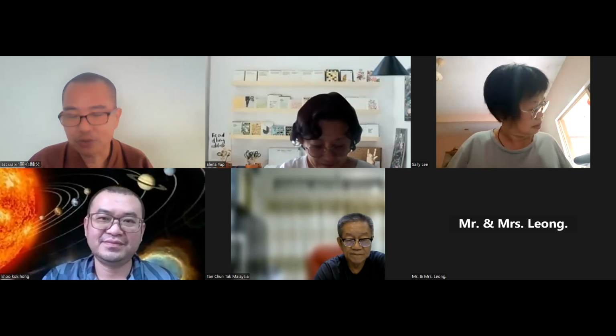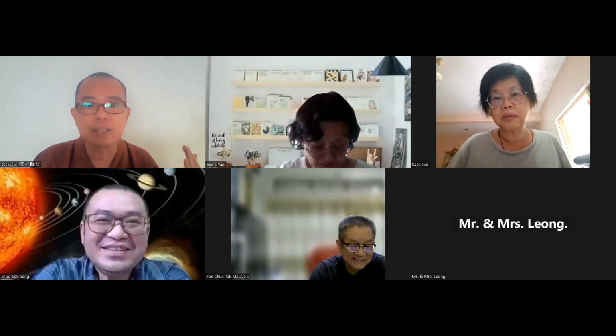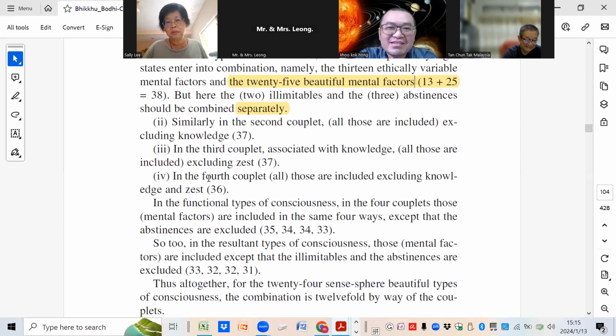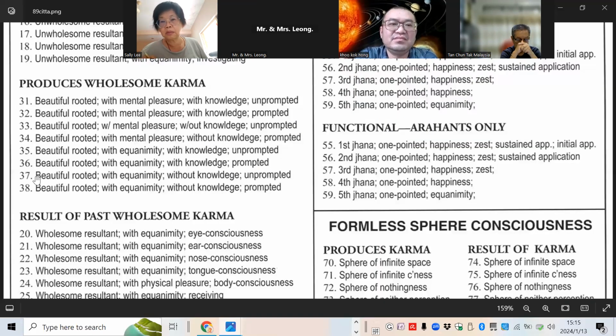Okay, let's continue. Some more will be added in again. Let's take a look. You see, in the fourth couplet, what does that mean? The fourth couplet excludes the knowledge and includes the zest. So class, this is the fourth couplet. Now, this is 37, 38, which is the fourth couplet.